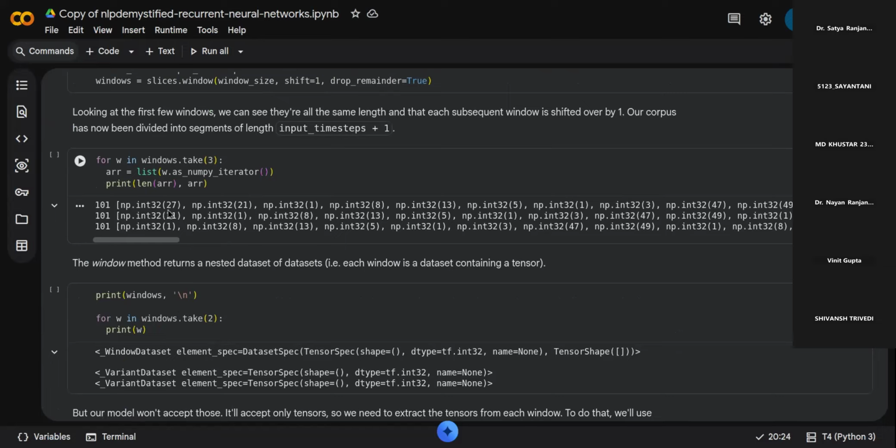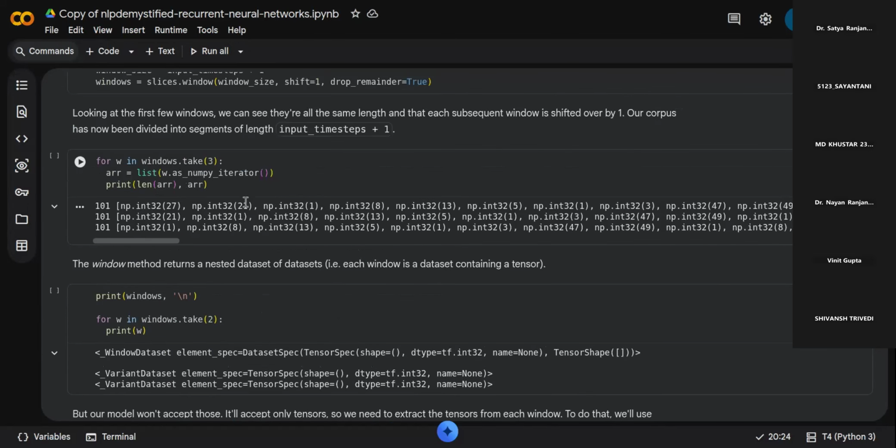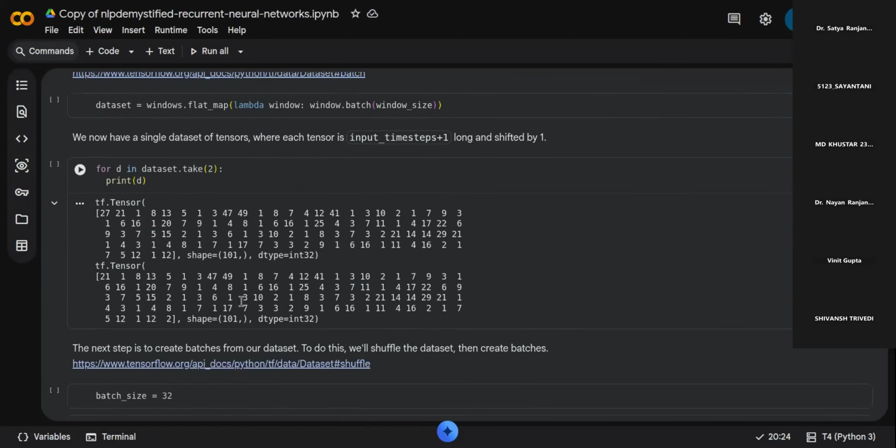You see here, the first slice is created from 27. Next is 21. The next slice will be created from 21. Means it's a kind of window which is shifting one word at a time. And then the next slice is created from one, because this is one. Next slice will be created from 8, like this. So all the document is sliced into a number of sequences. Okay. Now that will be used as input and output. This one will become input, then the next one will become output. Okay. So here you just create that map, convert them into tensors.